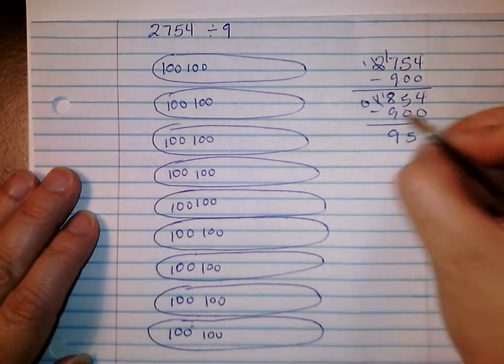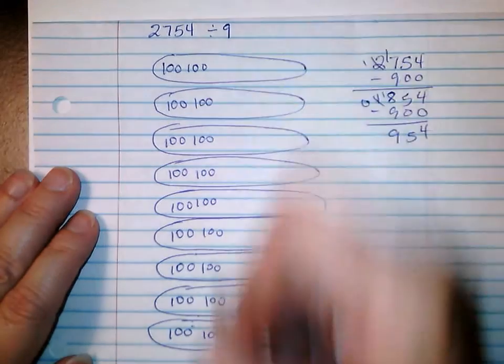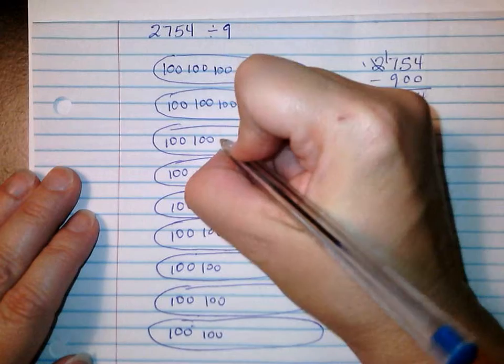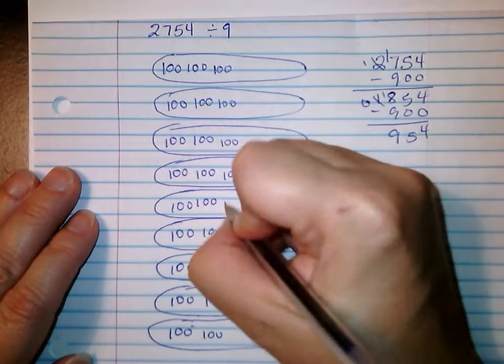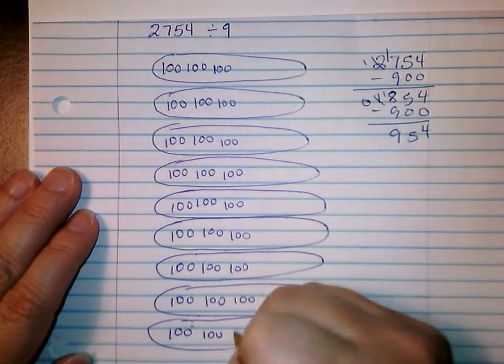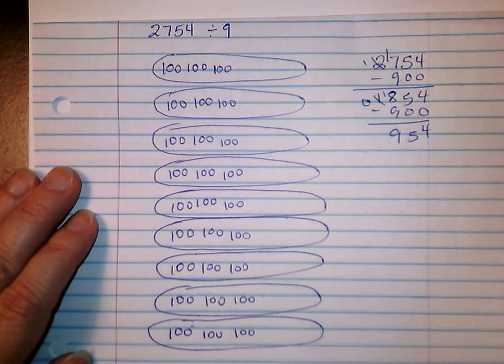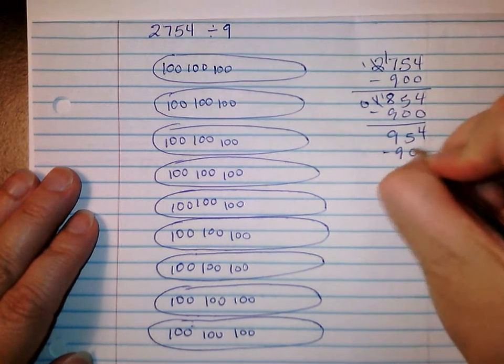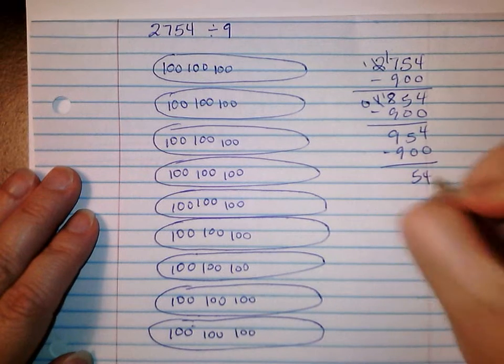So of course I can take out another 900, so I'm going to put 100 in each group. And certainly you can do this. It just takes a little bit of time to draw it all out and to subtract it all out. So I'm taking out 100. So then I'm left with 54.